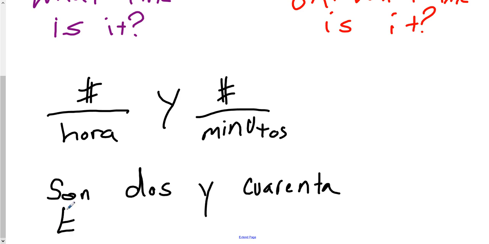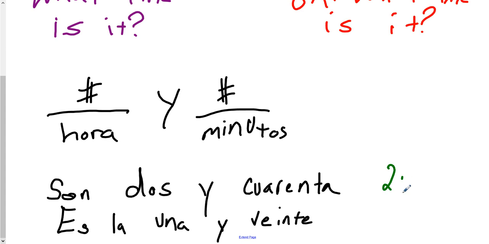For 1 o'clock, you'll say es la una, because time is feminine. Dates are masculine, time is feminine. So if I want to say it's 1:20, es la 1:20. So again, 2:40, 1:20, es la 1:20. Bien.